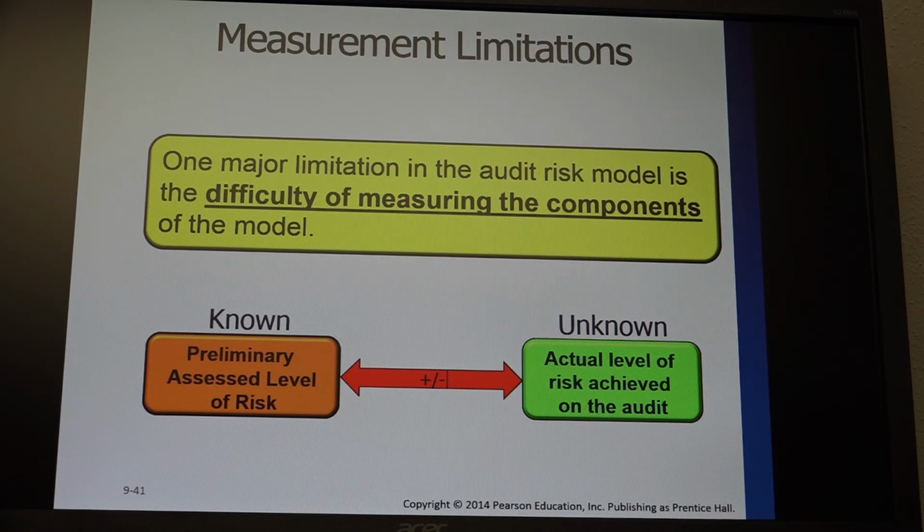Now, this whole thing does have limitations. One major limitation is that the audit risk model is difficult in measuring the components of the model. And due to the judgmental nature of evaluating and assessing risk at the beginning of the engagement, the actual level of risk achieved at the end of the audit is never really known.